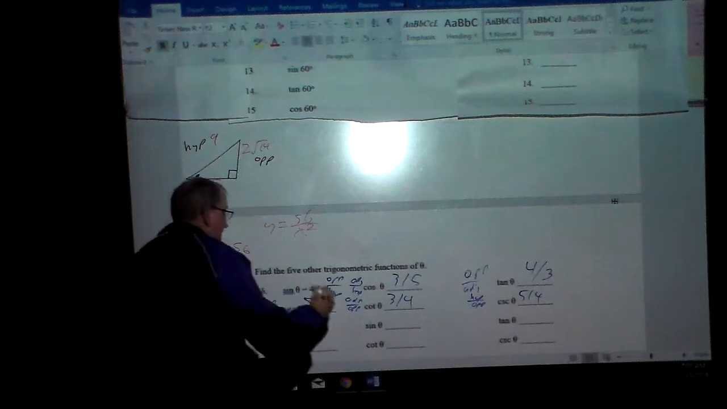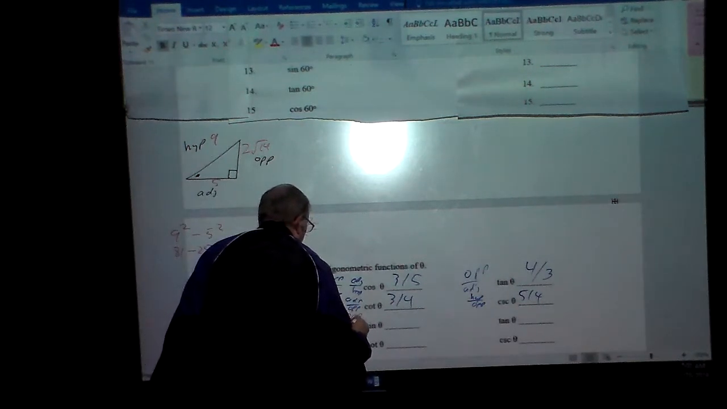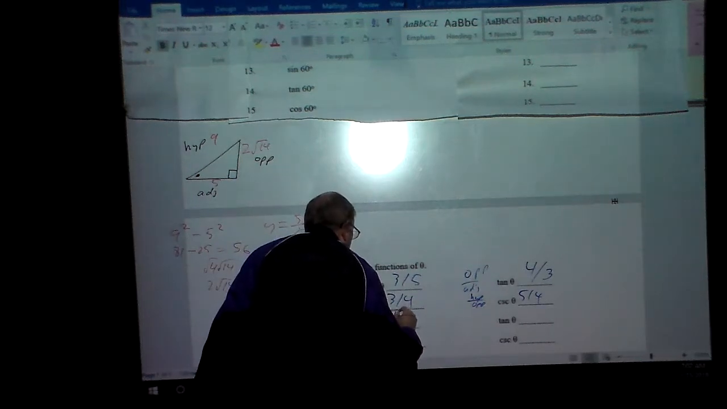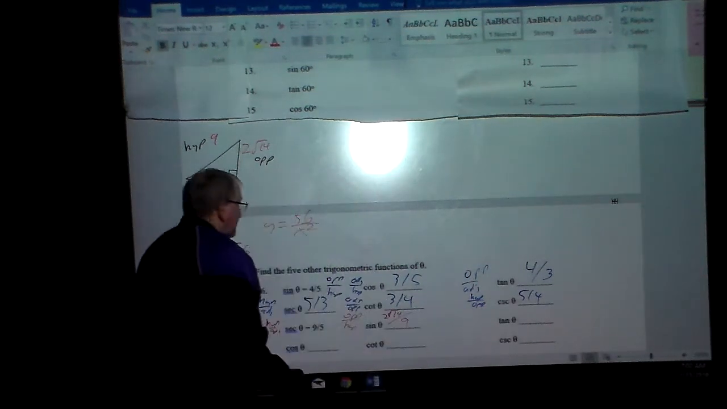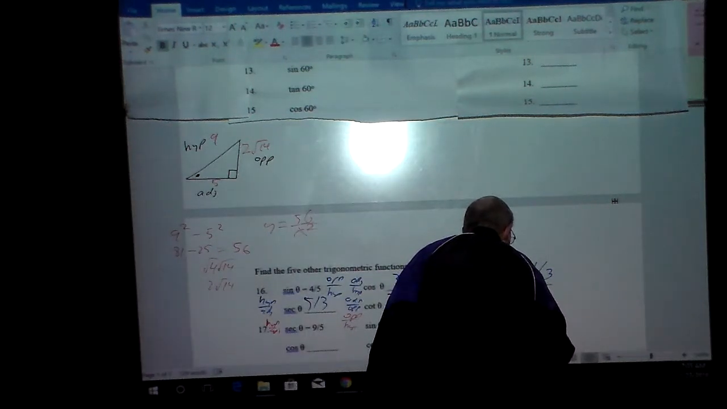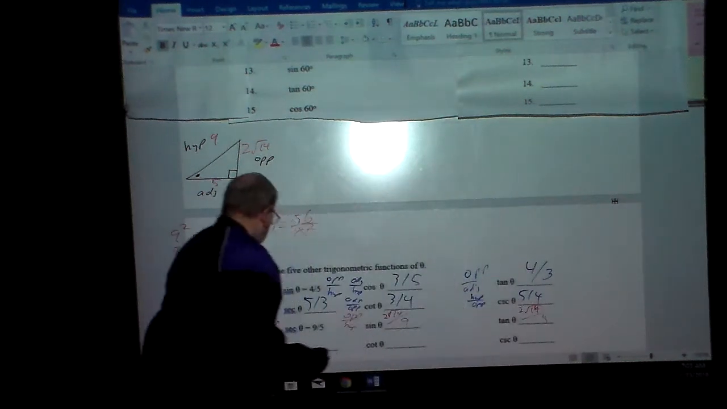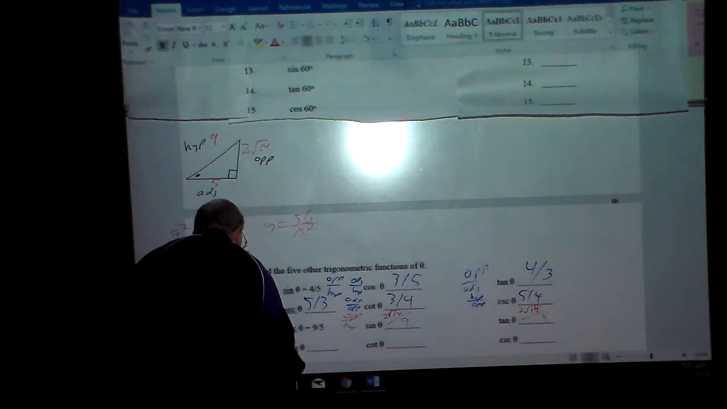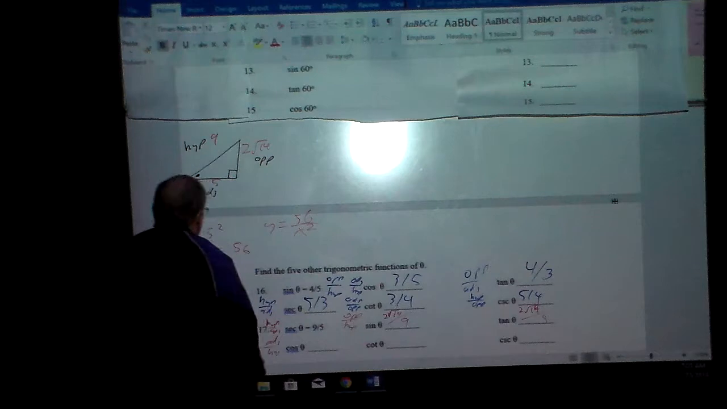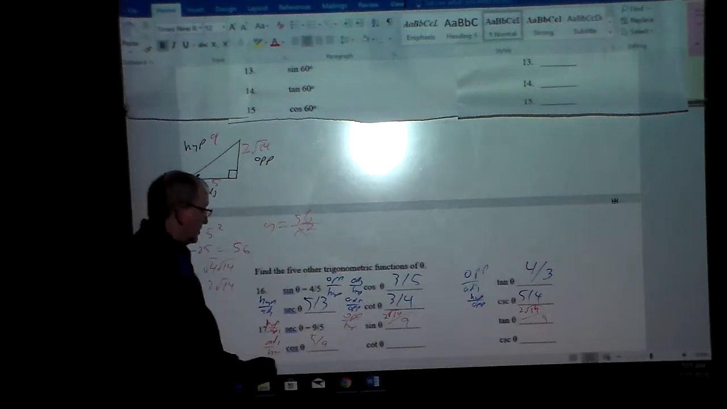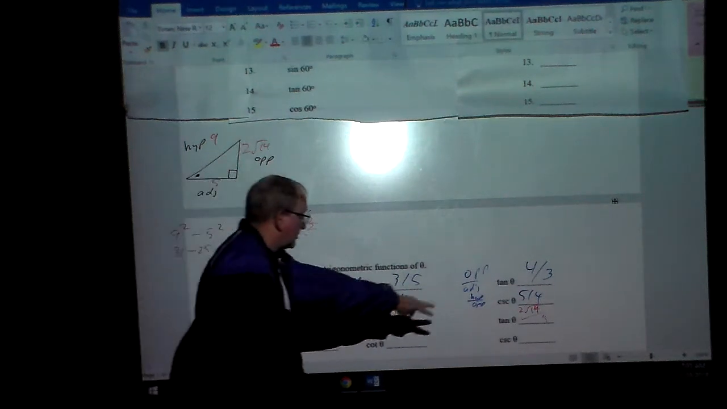Sine is opposite over hypotenuse, which means I'll have 2 square roots of 14 over 9. Tangent is opposite over adjacent, so that will be 2 square roots of 14 over 5. I can't write very neat. Cosine will be adjacent over hypotenuse. So that's going to be 5/9, which is basically this one flipped upside down, the reciprocal.